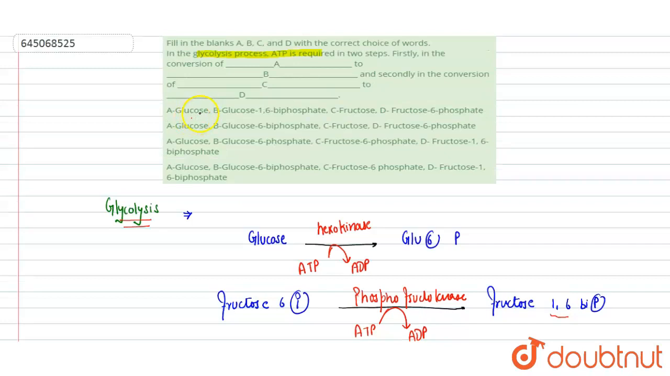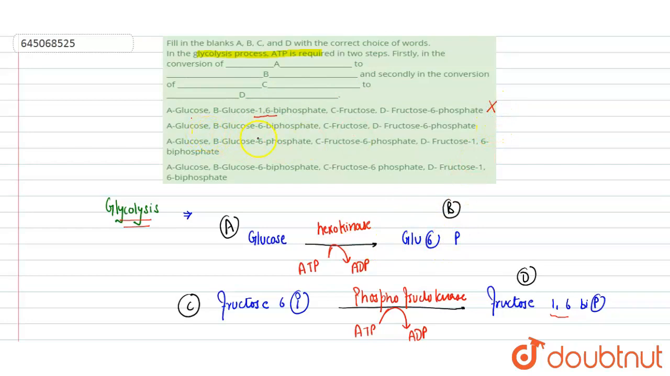In option A, we can write A is glucose, B is glucose 6-phosphate, C is fructose 6-phosphate, and D is fructose 1,6-bisphosphate. Here A is glucose, then glucose 1,6-bisphosphate. This is incorrect because it is not glucose 1,6-bisphosphate. It is simply glucose 6-phosphate. Only one phosphate is being transferred.